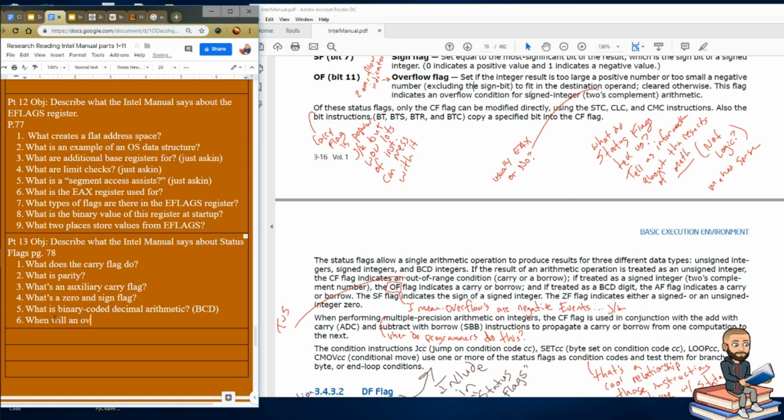When will an overflow flag trigger? And you can go into as much detail right there as you'd like.